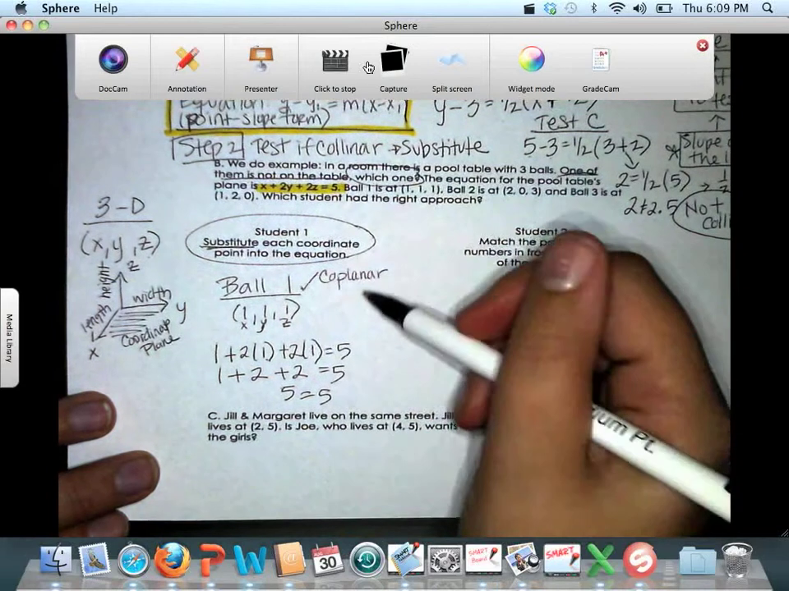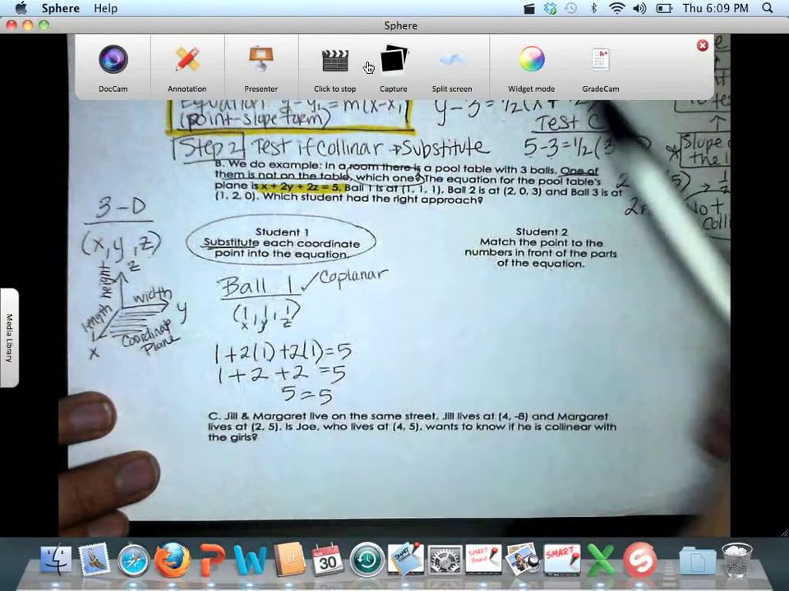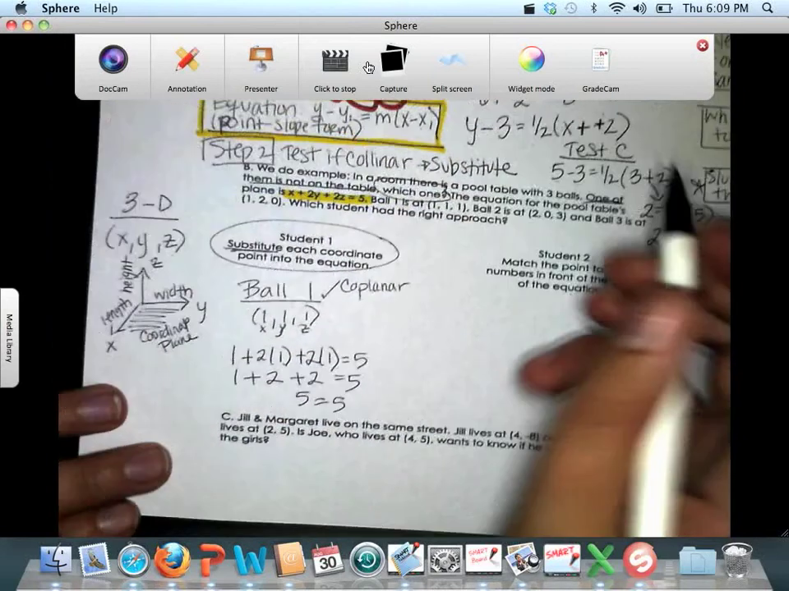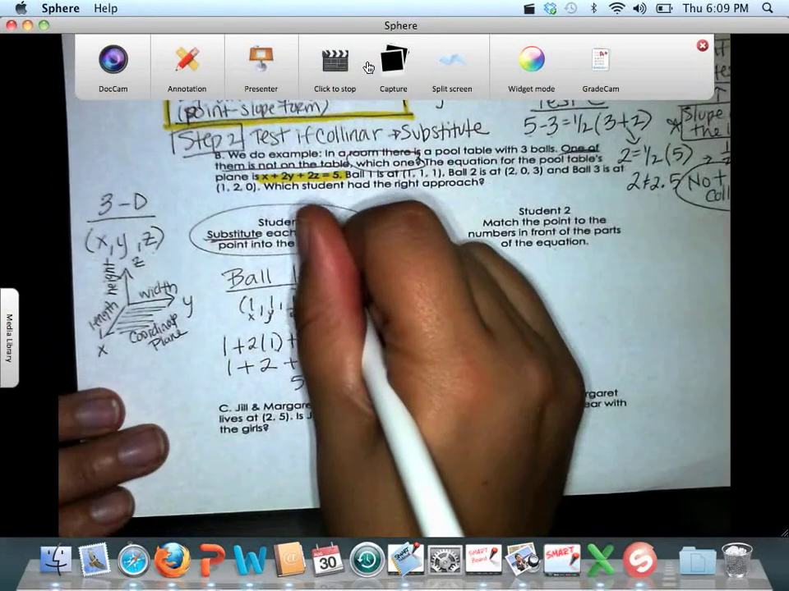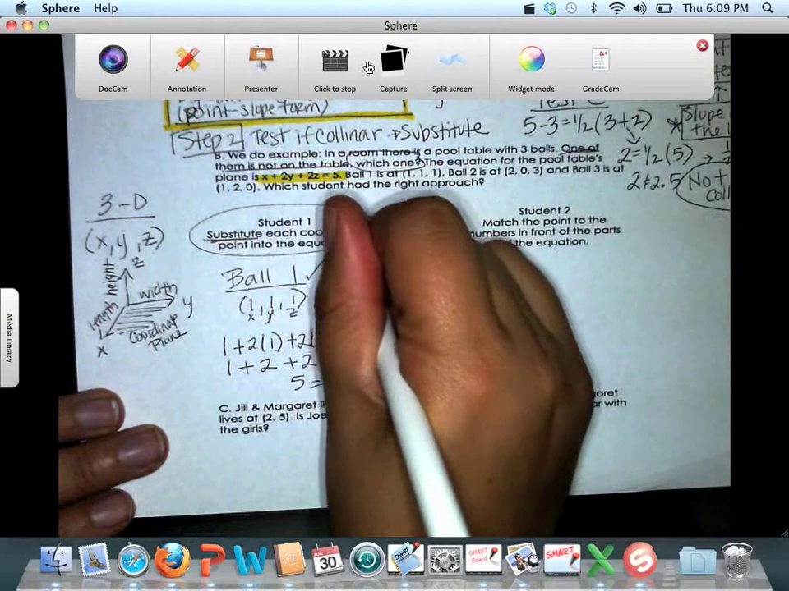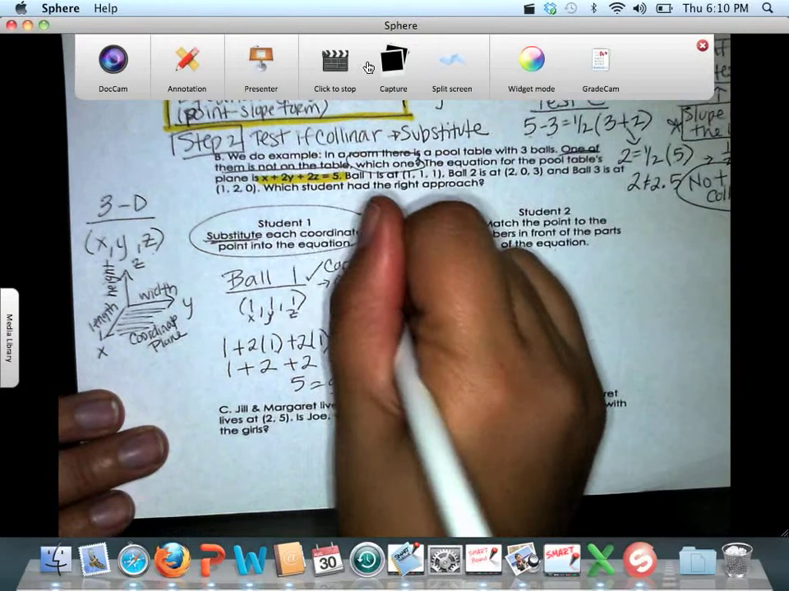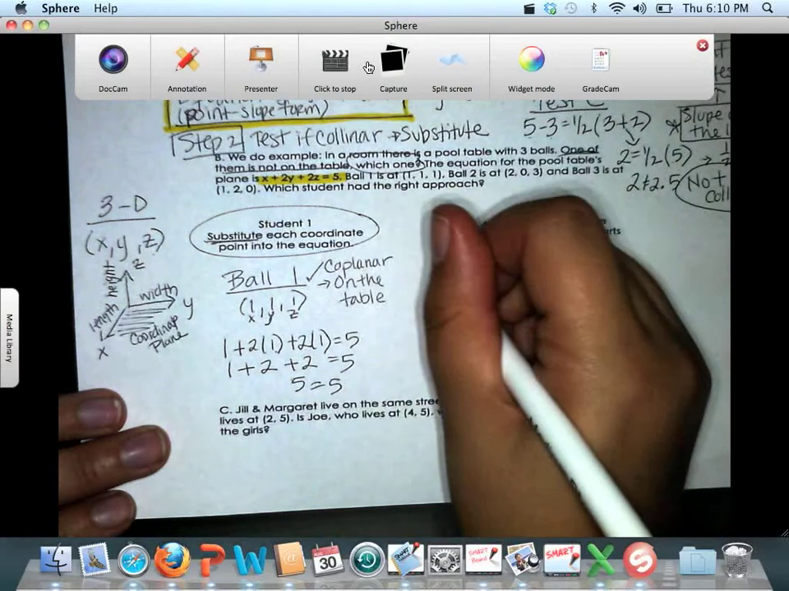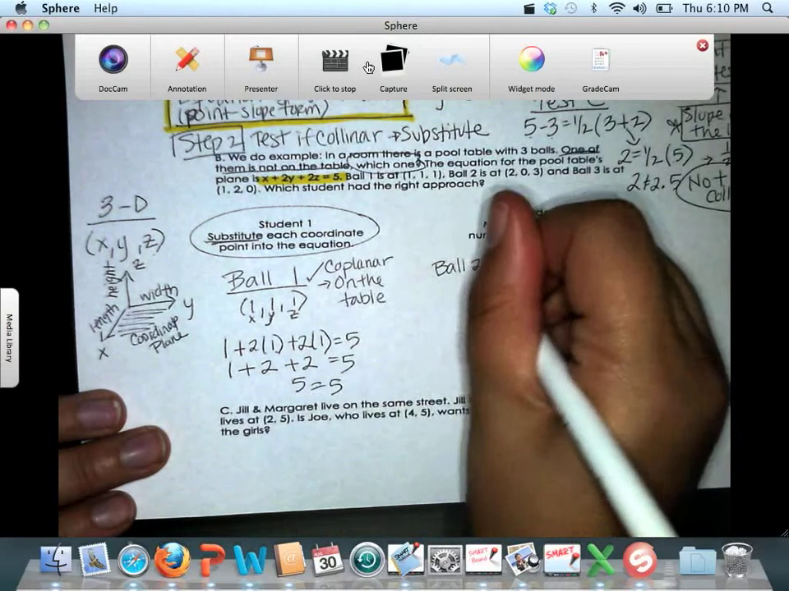Right? Now remember, coplanar is when we are 3D. Collinear is when we are 2D and we only have 2 numbers. It's coplanar, which means that this is on the table. So this is not going to be the ball that we want, because this one is on the table. Let's try ball number 2.